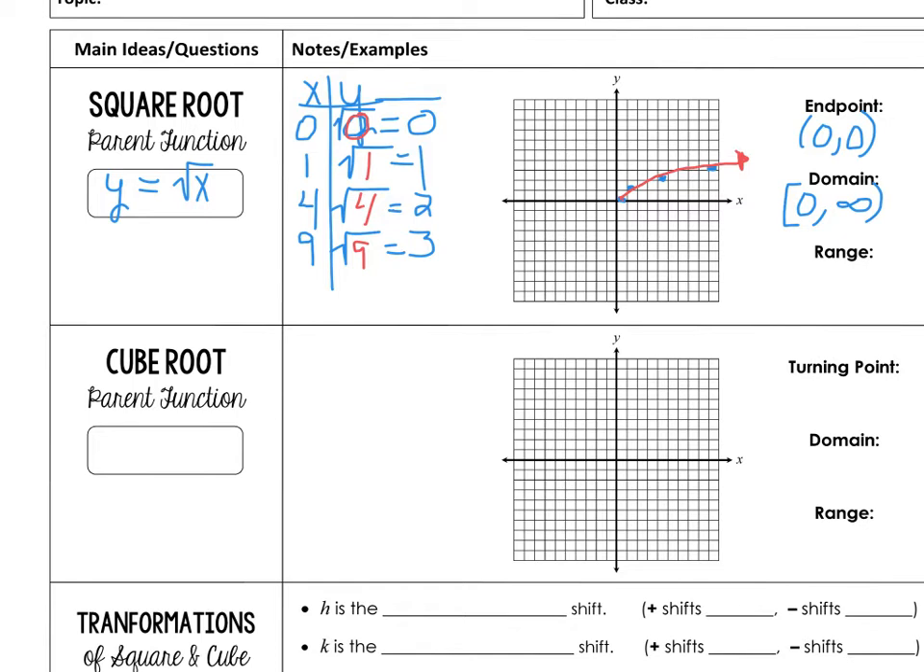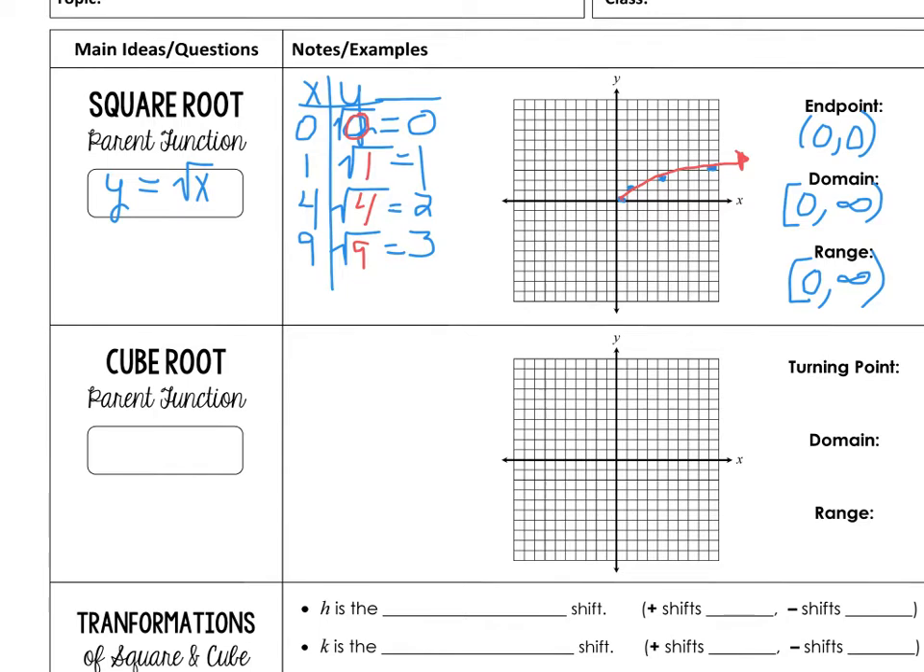Then our range, remember, goes from low to high. So the lowest value I come to, again, is at this endpoint, and the y value of that endpoint is, again, 0. So my range is going to start at 0, and because 0 is part of our range, we're going to have a bracket. And then this graph keeps going up and to the right and up forever. So the domain and range in this particular case are identical.